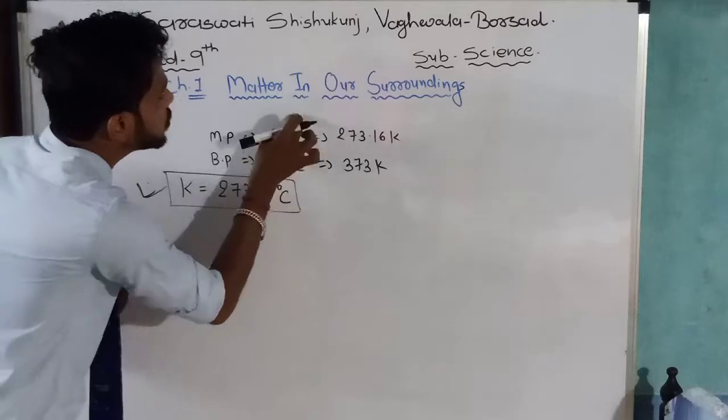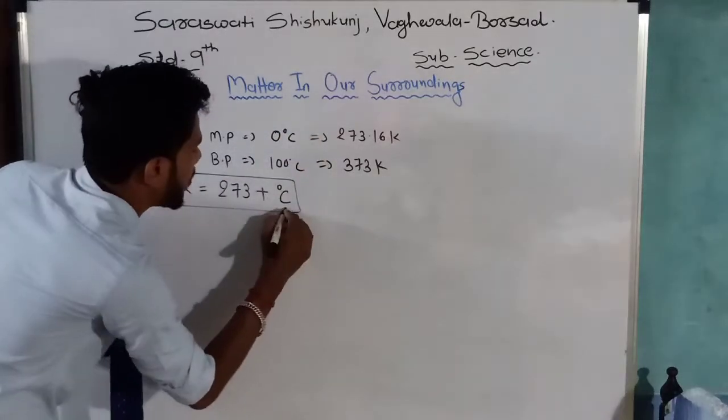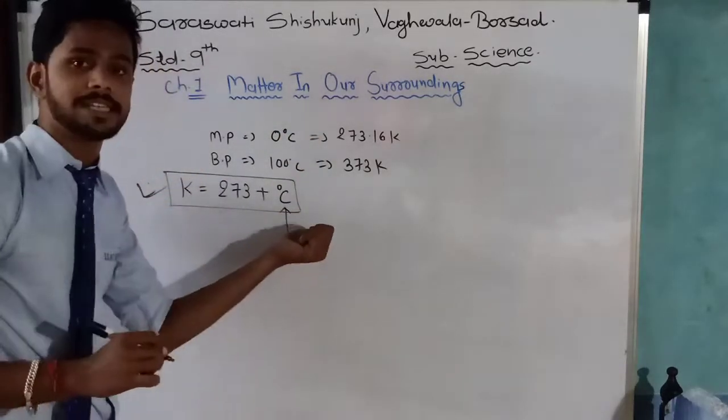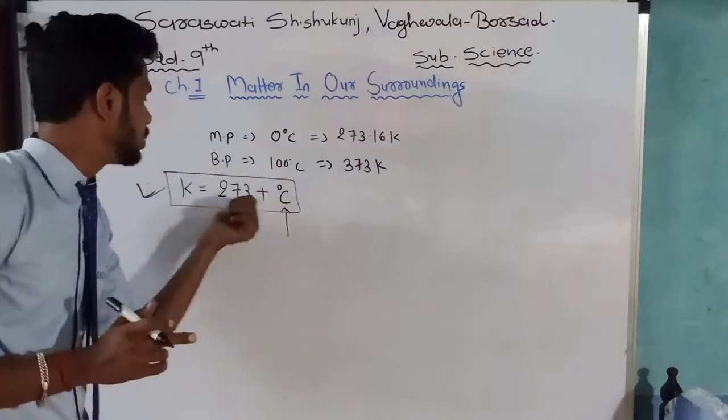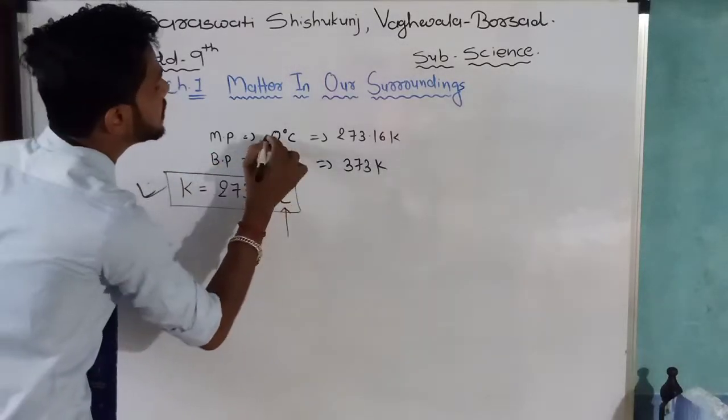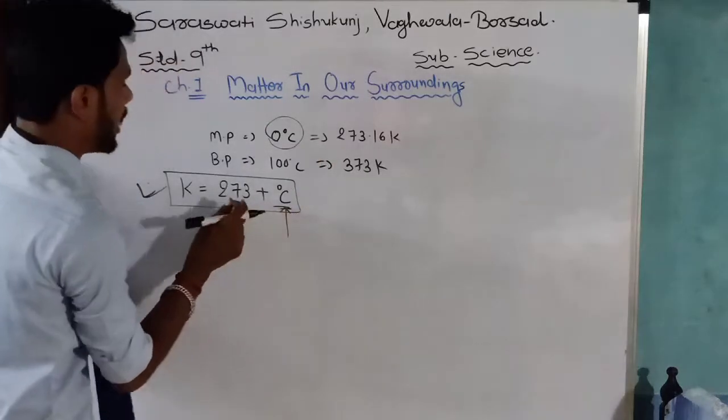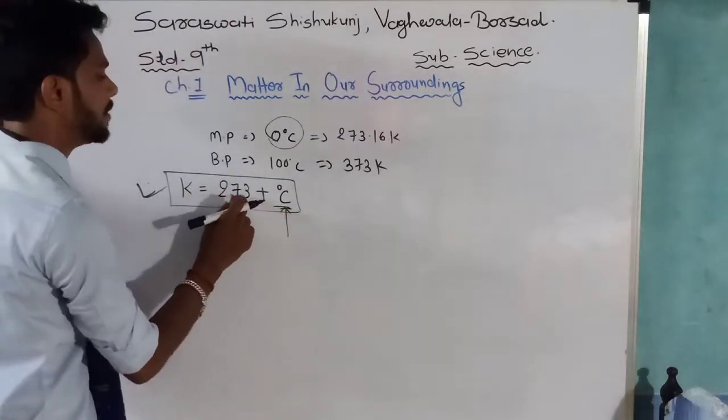Okay, so I have to put this 0 degree here. Whatever temperature is given to me in Celsius and I have to convert it into Kelvin, I have to put this degree Celsius value here, and take the addition of 273 plus degree Celsius.